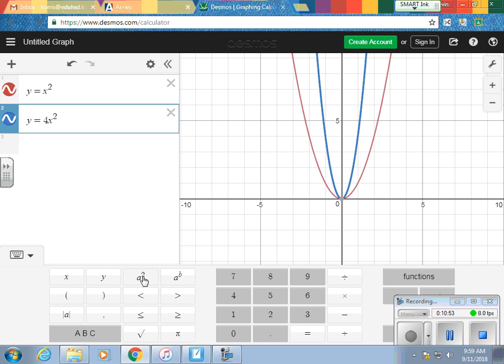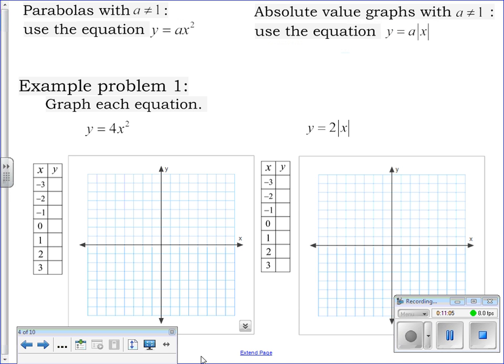What does the 4x squared do? Makes it skinnier. It doesn't move it left or right, but the 4 in front makes it skinnier. In your notes, 4x squared makes it skinnier.